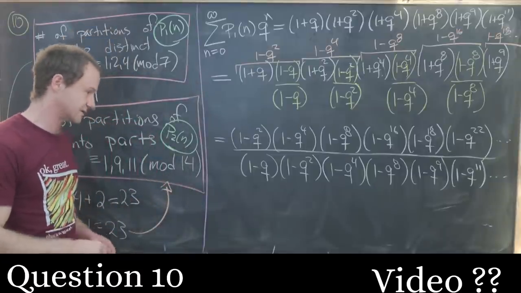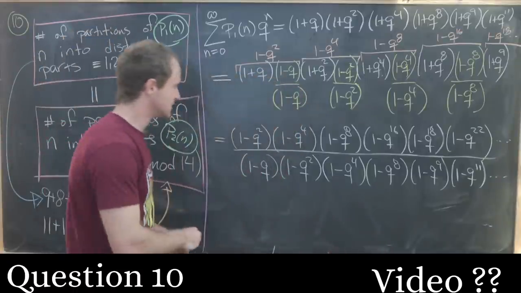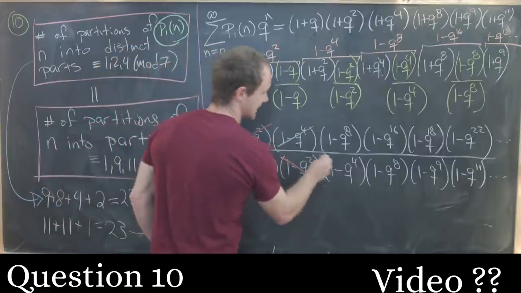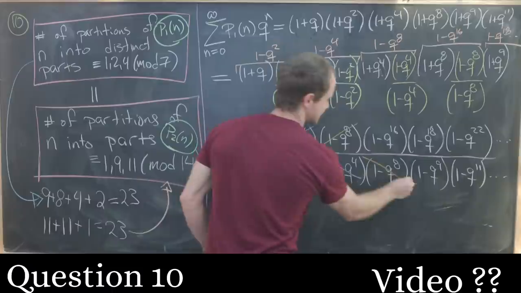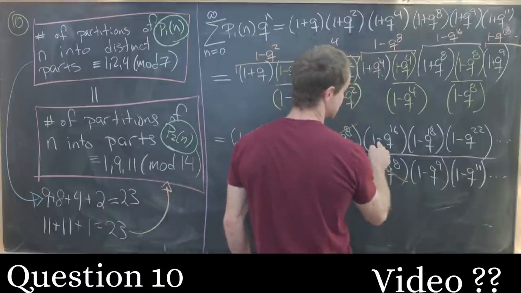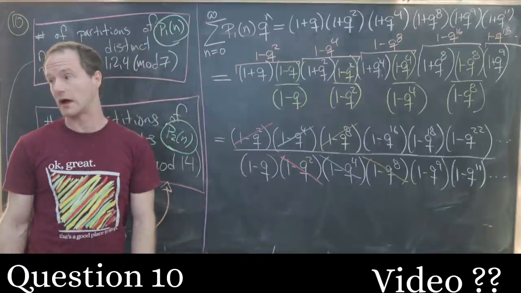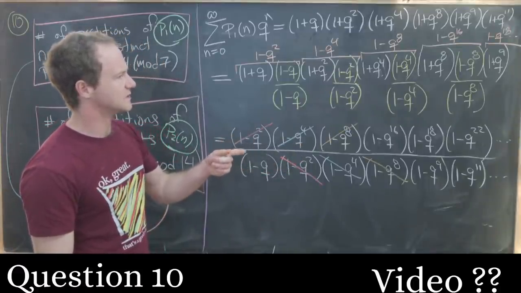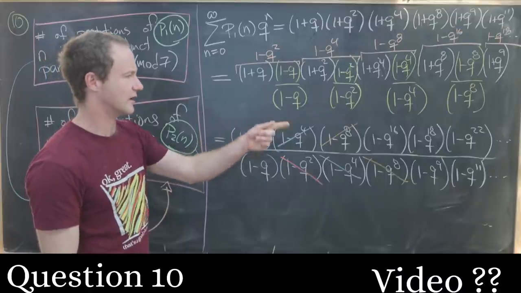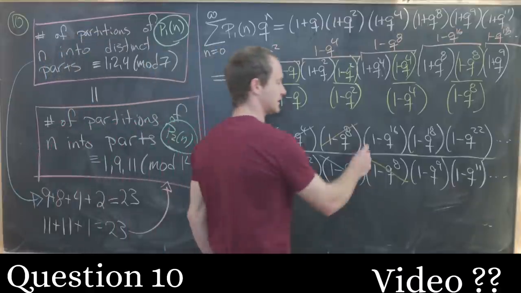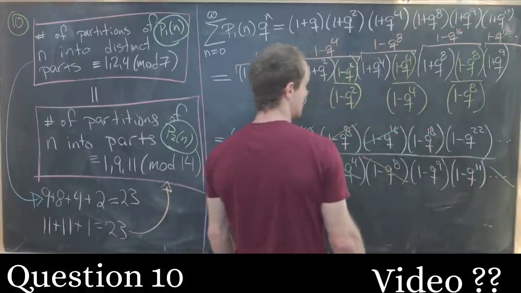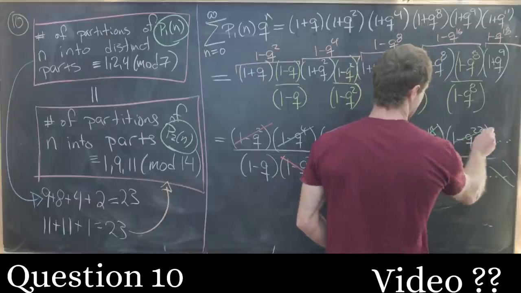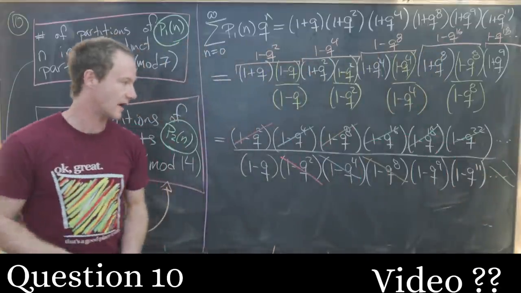But now, some stuff cancels. Lots of stuff cancels, in fact. So, this cancels with this. This cancels with this. This cancels with this. This is going to cancel with something further down the line. You can see it coming because we will eventually have something in the numerator that will multiply by that. So this is going to cancel with something down the line. Likewise, this 18 is going to cancel with something down the line, and that 22 is going to cancel with something down the line.